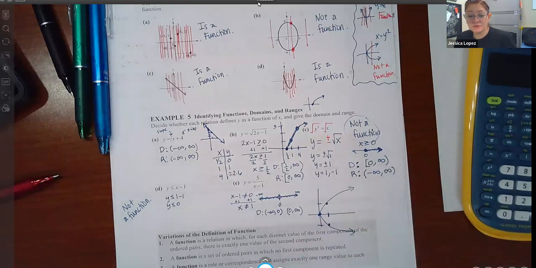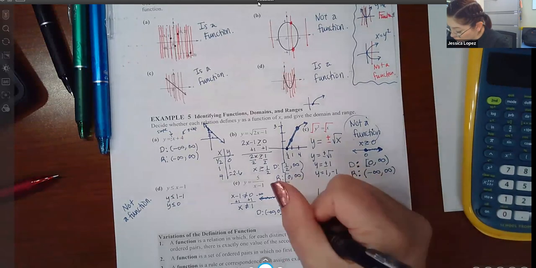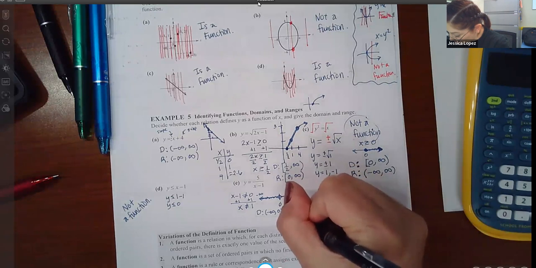Now, to tell the reader that both of these pieces are your interval, you use what is called a union symbol in between.